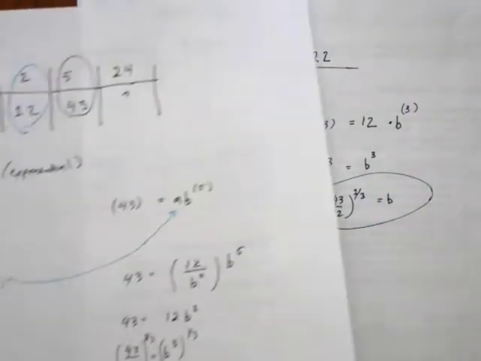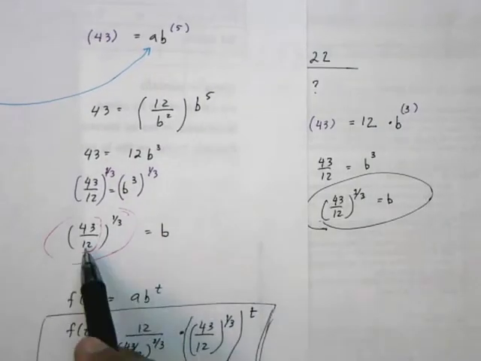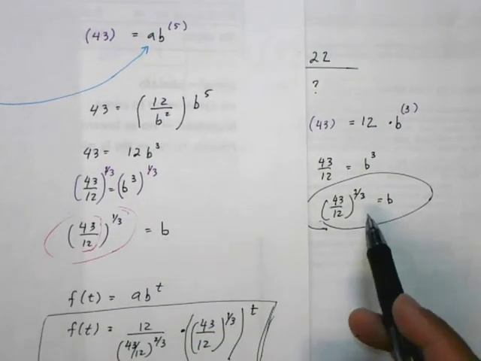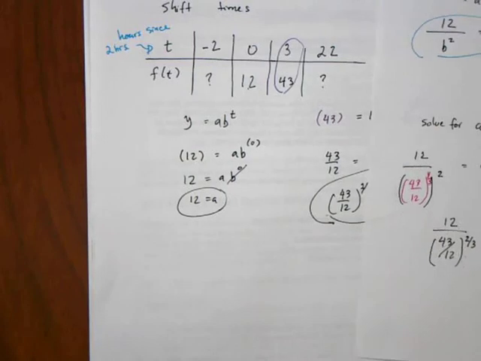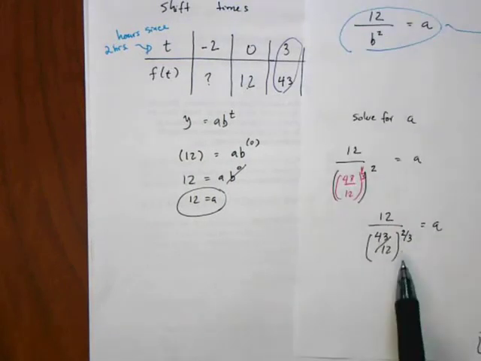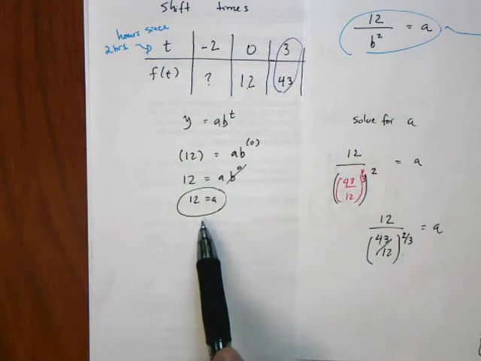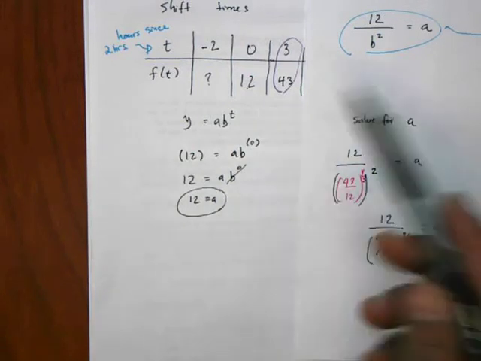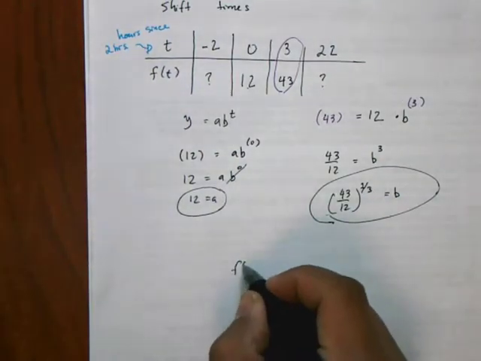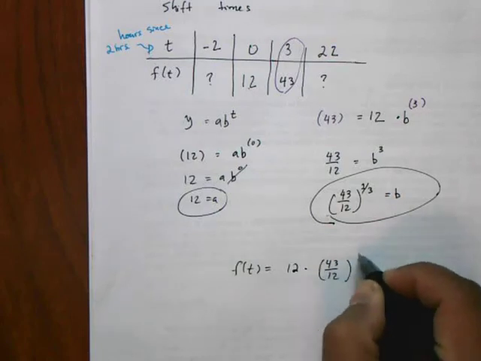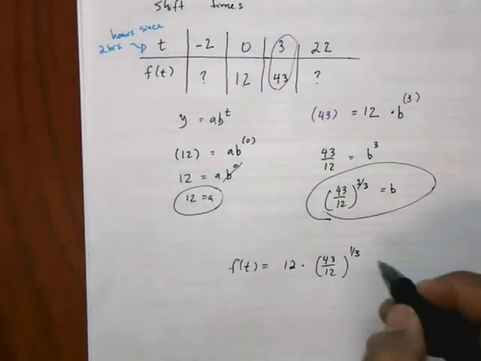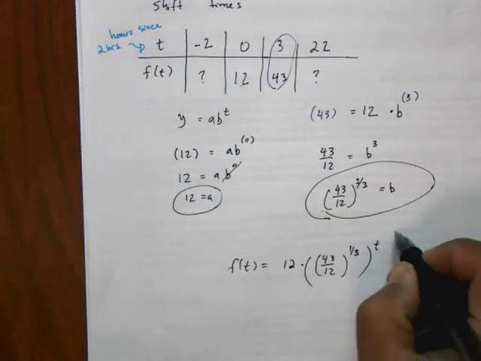Now let's compare this. The value for b is still the same, the base is still the same, because the bacteria is still growing at the same rate. The initial value a in the original way that we did it, and this way, is significantly different because we're using a different point. But it's not going to matter, and I'll show you why. So I'm going to say f of t equals 12 times 43 over 12 to the 1/3, the whole thing raised to the t power.